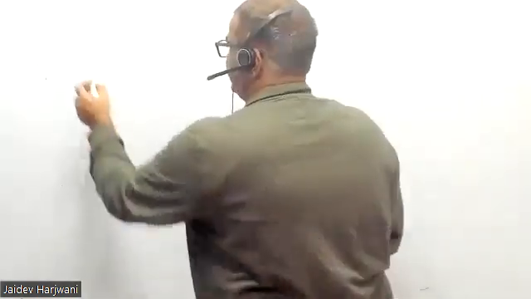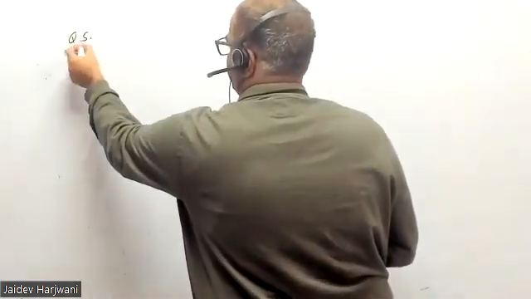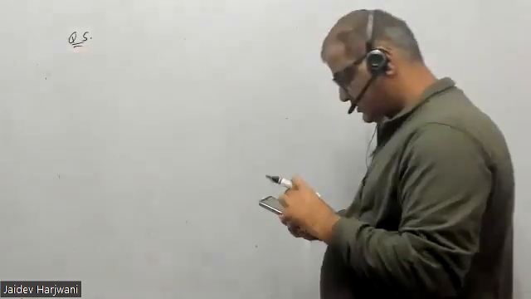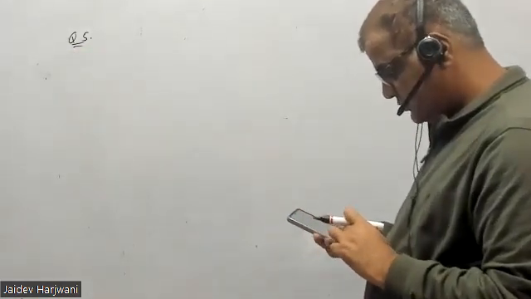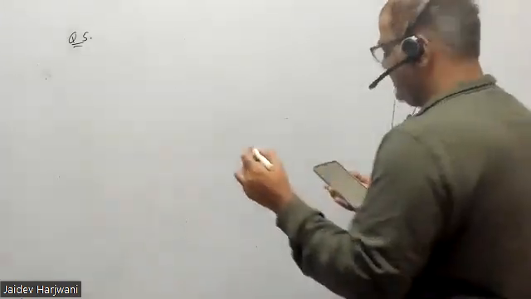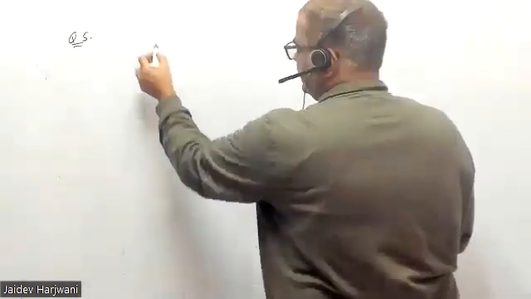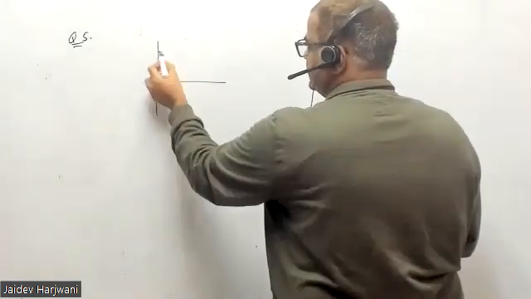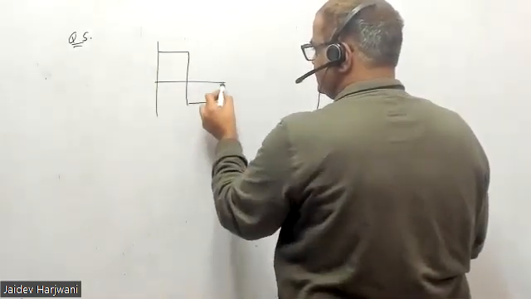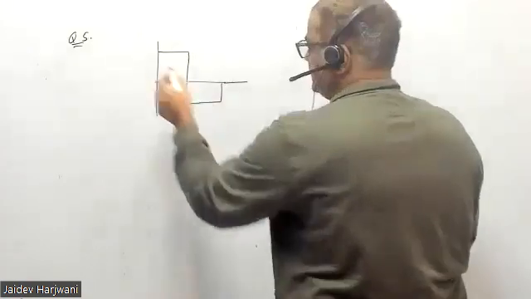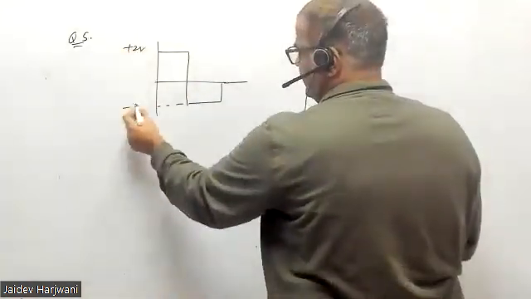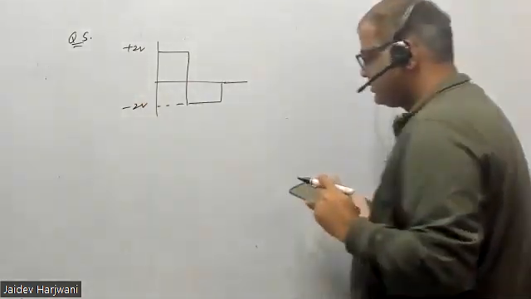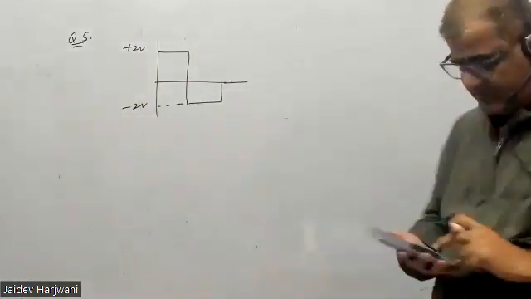The next question is from your, I think, clamper circuits. Okay, so they have given you an input voltage, question number 5. This is plus 2 volt and here minus 2 volt. Let us see this question.